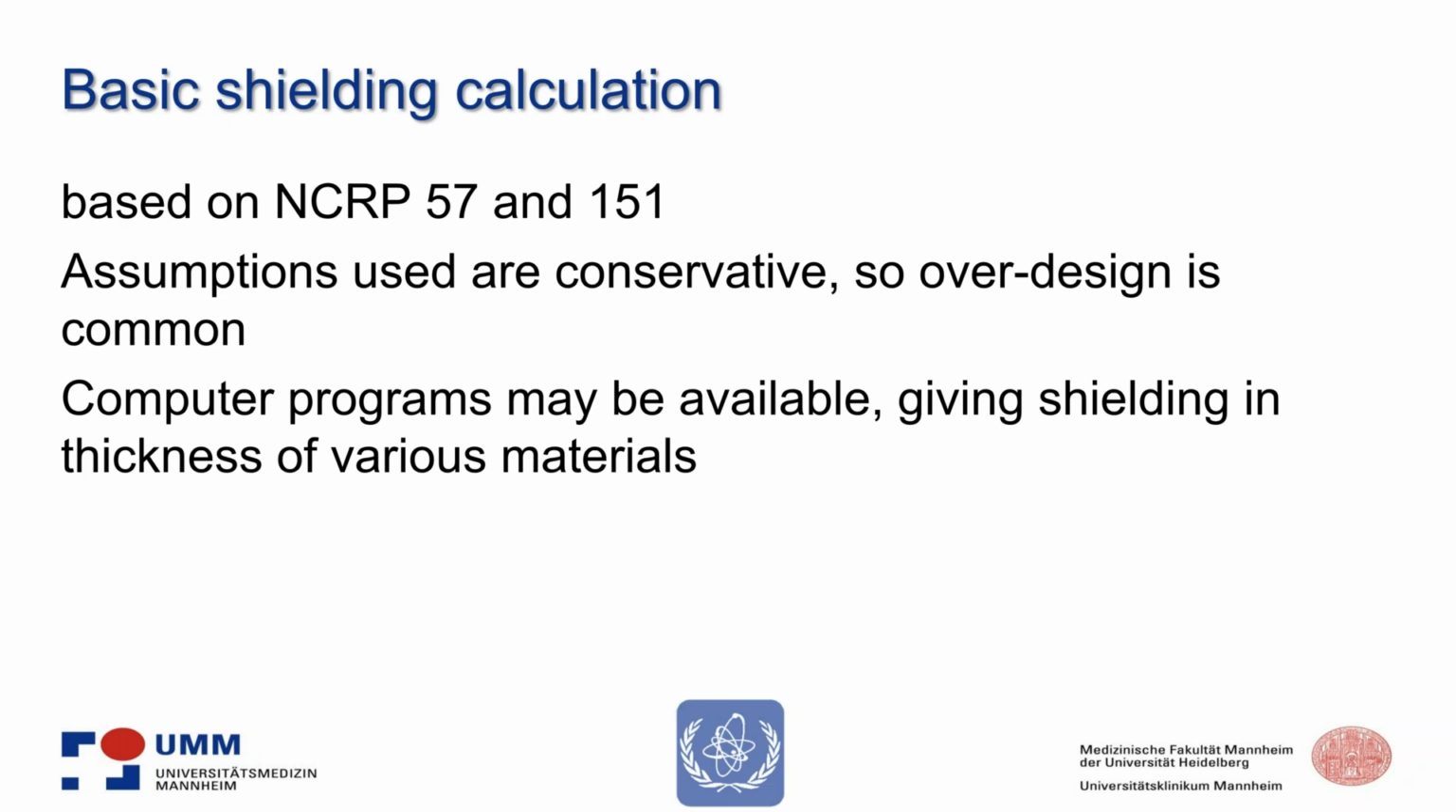Yeah, the basic shielding calculation is based on NCRP report 151, and the assumptions used are conservative. So overdesign is common. Normally, the calculation is not to the point. And you saw this with the 40 kilogray per year, it's also a conservative assumption. So computer programs, of course, are available, giving shielding thicknesses of various materials. Yeah, next.